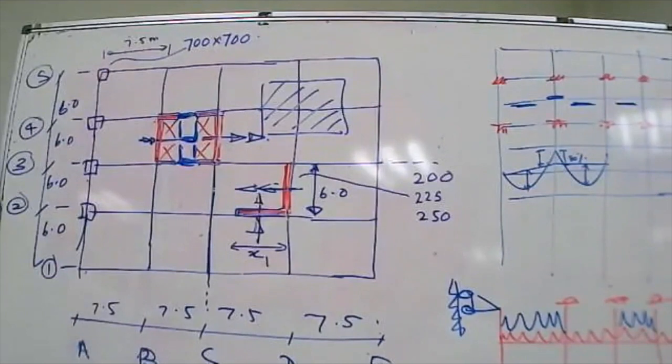I have one doubt. If the column has a higher I over L ratio and the beam has a lower I over L ratio, do we need to consider the I over L ratio or the dimensions? No, it is the dimension. It is the dimension.